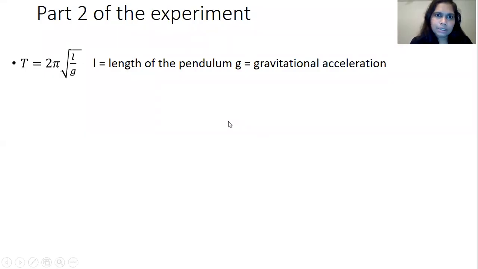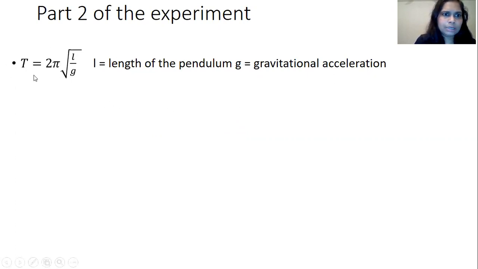Okay, so let's look at the theory behind part 2 of the experiment. Please watch this video before you complete the lab manual so you won't get confused. This is the basic equation provided in the lab manual: time period T equals 2π times the square root of L over g. L represents the length of the pendulum and g is the gravitational acceleration.